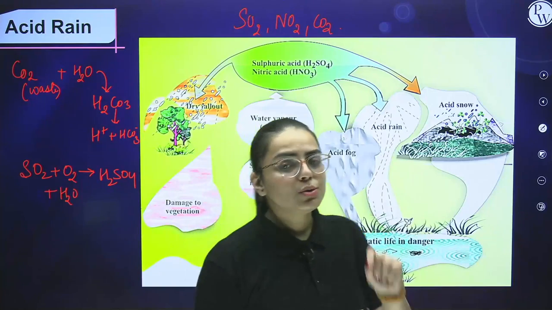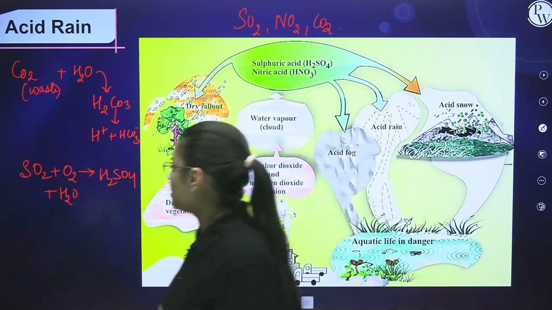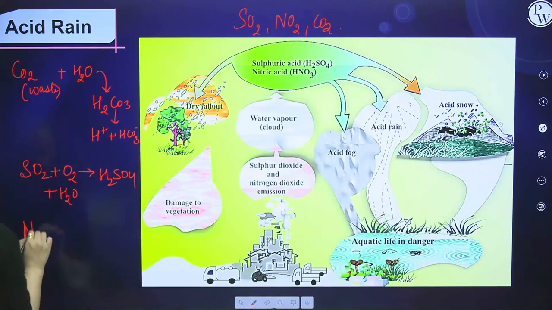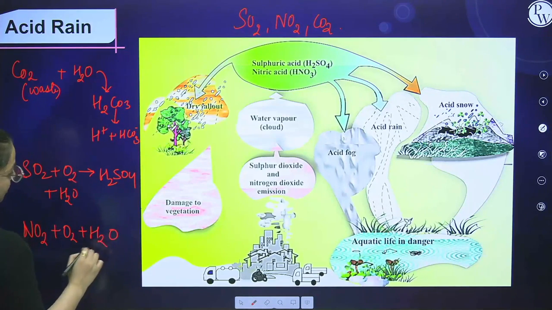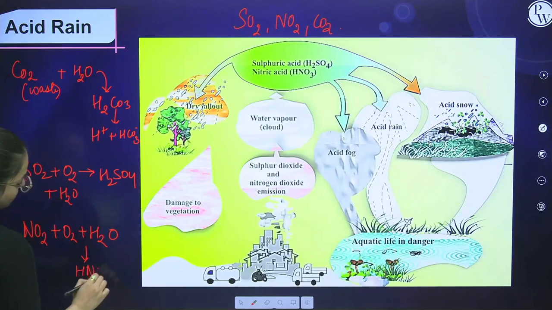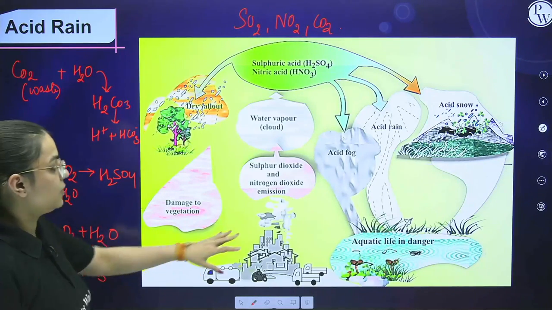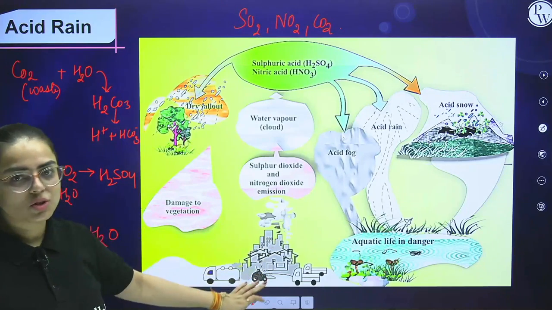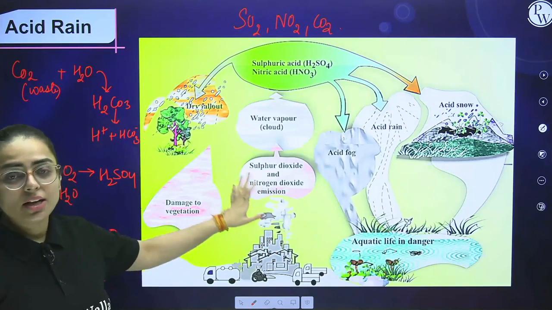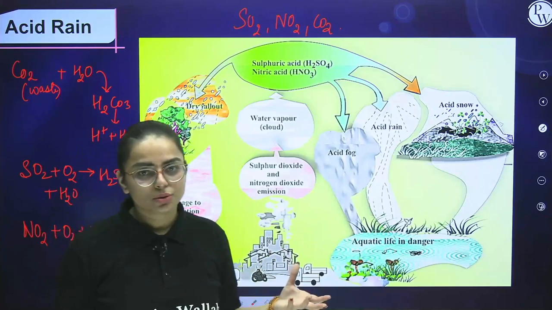Now, NO2 on reaction with O2 and H2O, the third reaction, also produces HNO3, which is responsible for acid rain. See what happens over here. This is the industrial waste, where sulfur dioxide and nitrogen dioxide emission is seen, that is SO2 and NO2. CO2 is also produced, right?